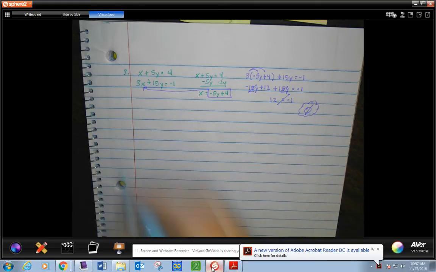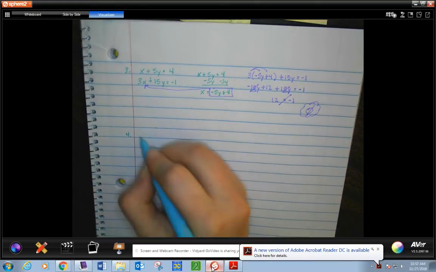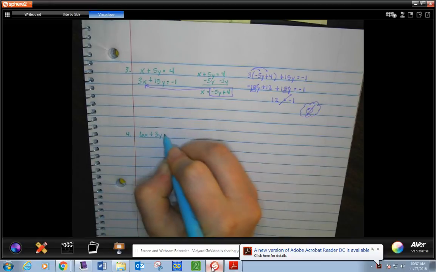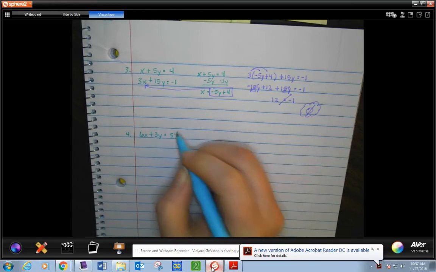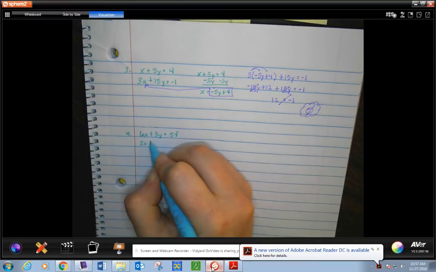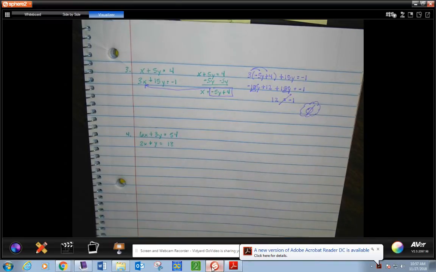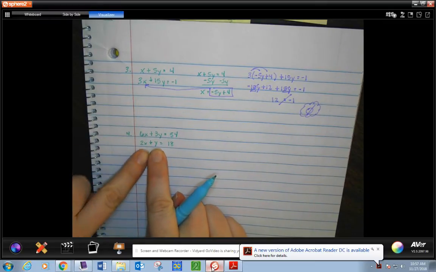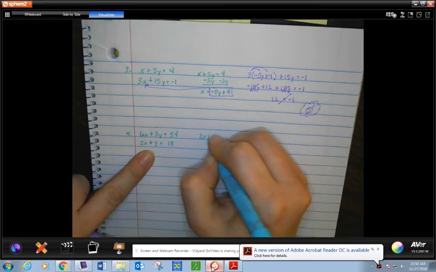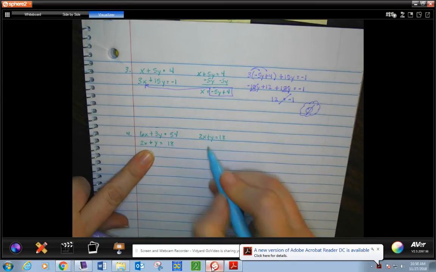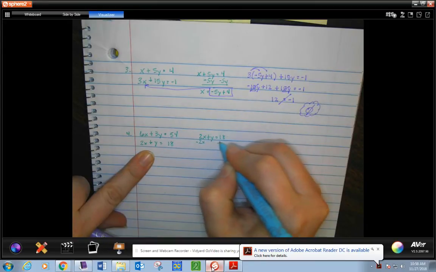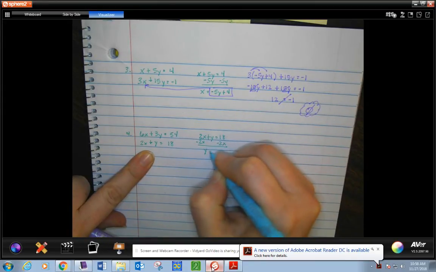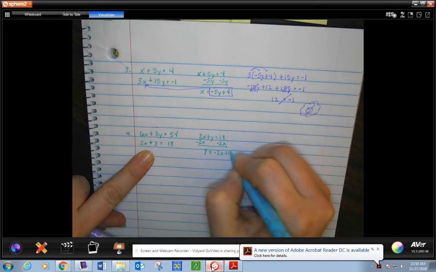Okay, for my last example, example 4, we're going to do 6x plus 3y equals 54. And we're going to do 2x plus y equals 18. Okay, for this problem, step 1, you need a letter by itself. The only letter that does not have a coefficient is y, but y is not by itself. So I'm going to bring this equation over. 2x plus y equals 18. To get y by itself, I must subtract 2x, and that gives me y equals negative 2x plus 18.